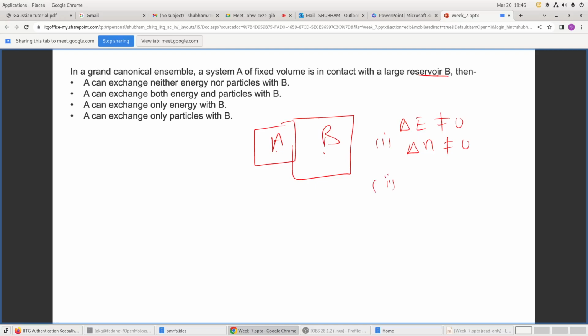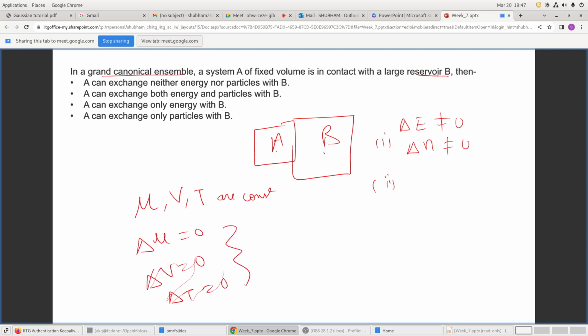Then, they are asking about the grand canonical ensemble. So we know that in the grand canonical ensemble, μ, V and T are constant. That means Δμ is equal to 0, ΔV is equal to 0, and ΔT is equal to 0. Okay. The second option: A can exchange both energy and particles with B.